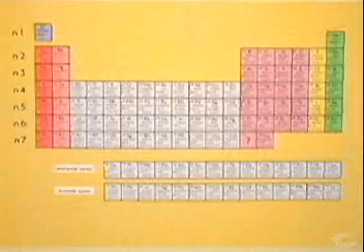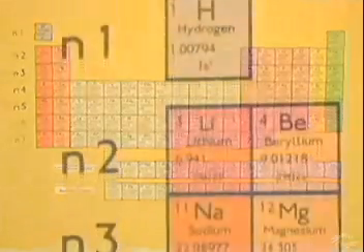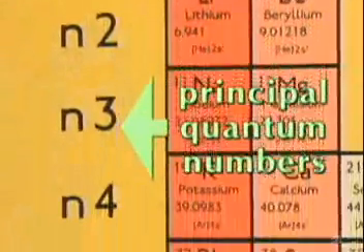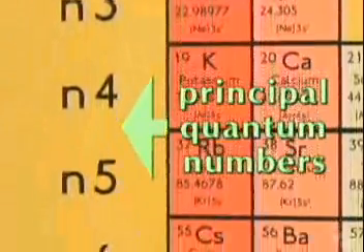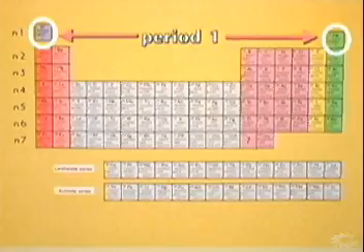The elements are organized in horizontal rows called periods. The numbers of the periods are printed along the side. They are called the principal quantum numbers, or simply N. In period 1, there are only 2 elements, hydrogen on the extreme left and helium on the extreme right-hand side of the table.